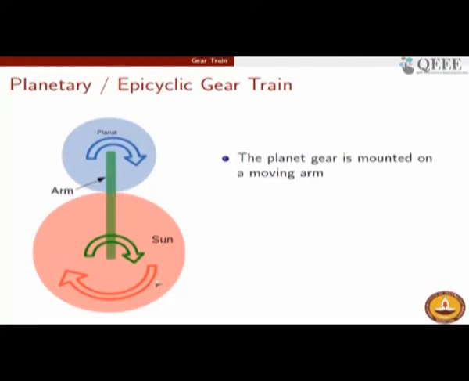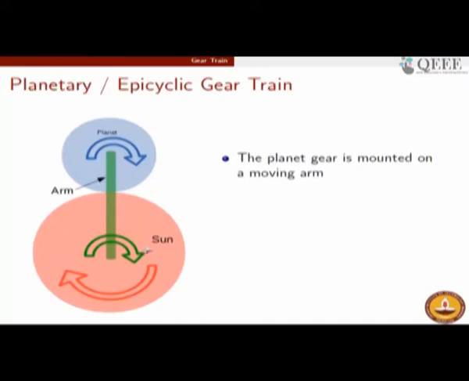So you will have a very nice condition which is mimicking the motion of planets. That's why it's called planetary gear train. It is also called an epicyclic gear train because, as I just said, this is identical to the motion of the planet circle rolling without slipping over the sun circle.